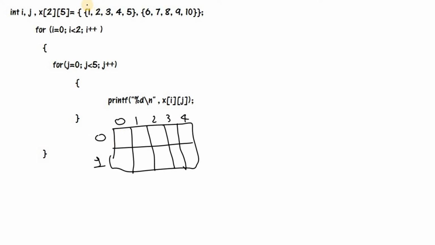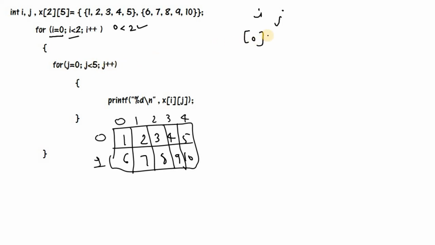So here the first row is 1, 2, 3, 4 and 5, and the second row is 6, 7, 8, 9, 10. So first we will check the initialization in the for loop, i equals 0. Here i and j. First i is 0. Here check the condition: i is less than 2, 0 is less than 2. Yes, the condition is satisfied. So it goes inside the for loop of j.